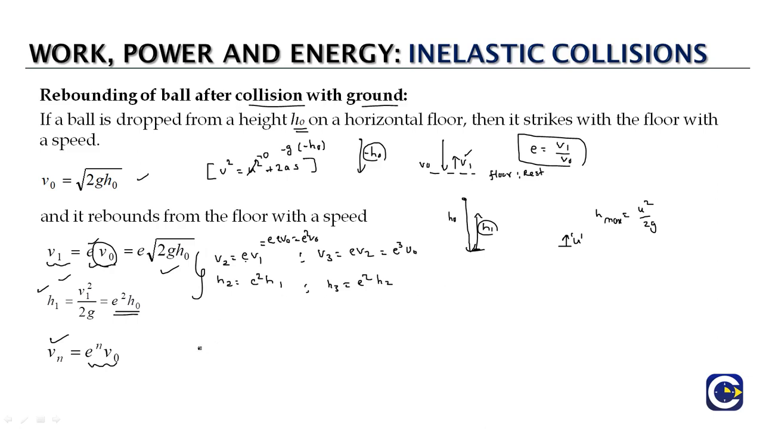And the height to which it will be bouncing will be given by Vn square by 2g, again by using the same formula of H max equal to u square by 2g. What we'll have is the height up to which it will rebound will be E power 2n times H0. So this is about rebounding of a ball after the collision. And if it is a perfectly inelastic collision, then once the ball is dropped, it will just stick to the horizontal floor. That is when the value of E will be equal to 0. And that's the case where we are going to have maximum energy loss.